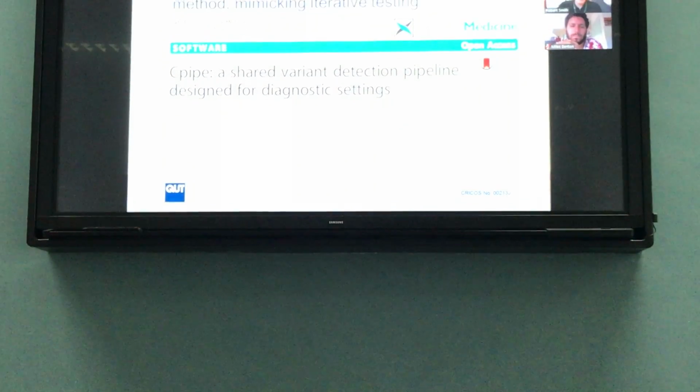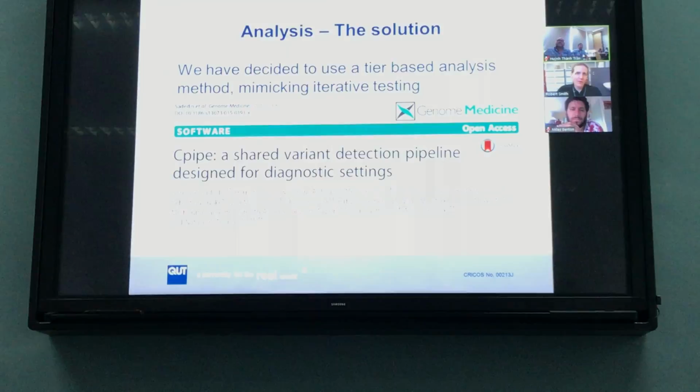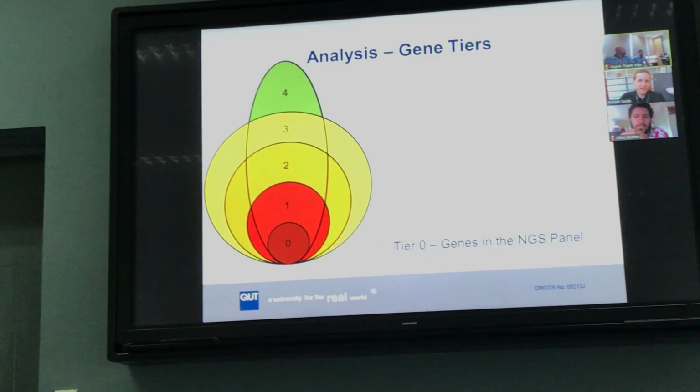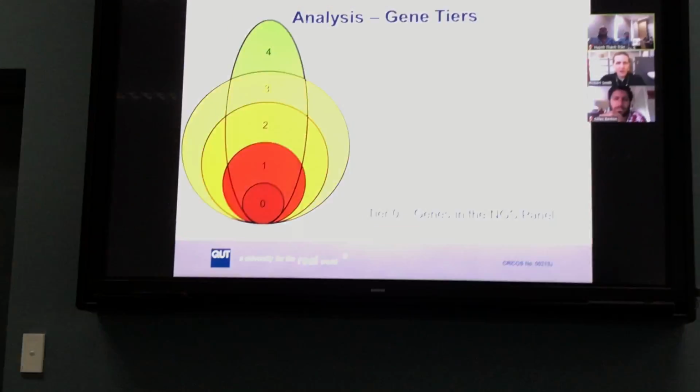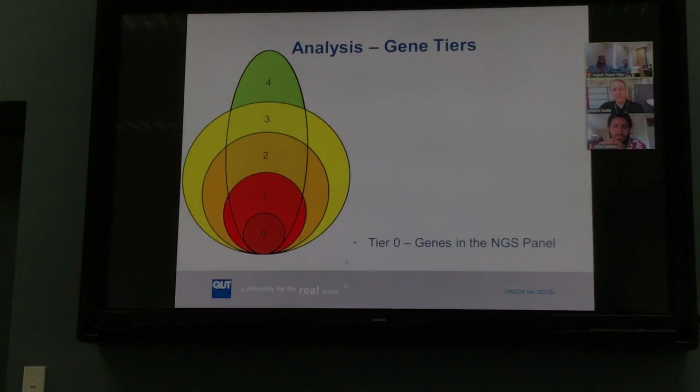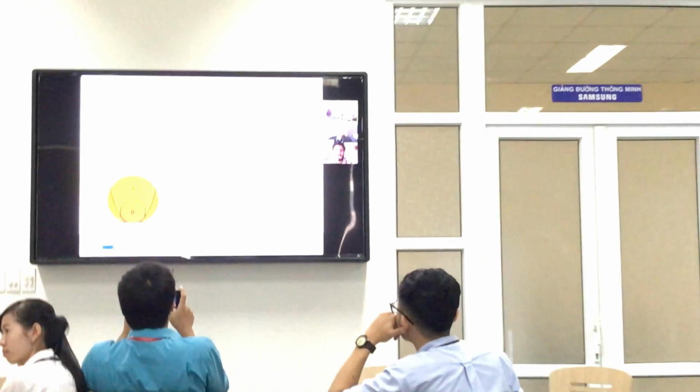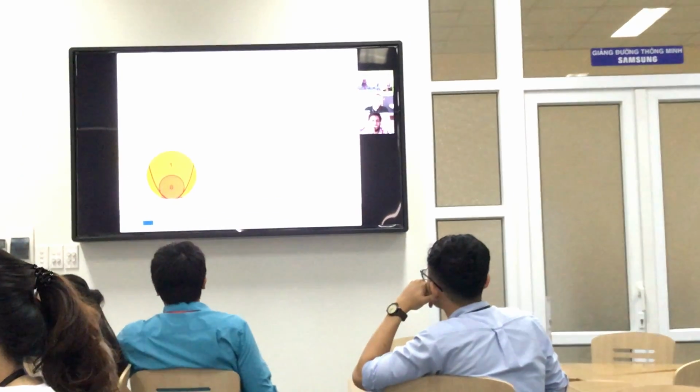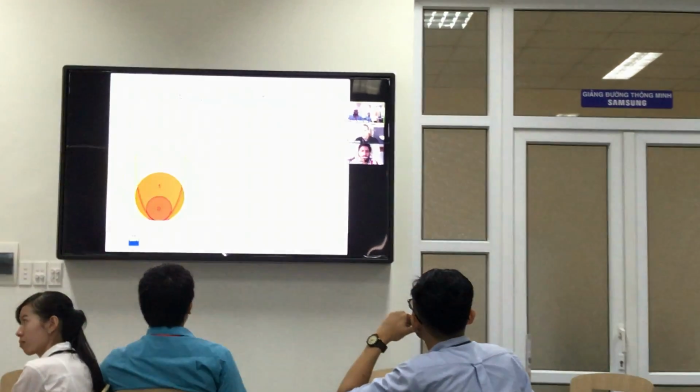So this is CPIPE, which is another method that follows a similar kind of process. And these are our tiers here. So we have this targeted model that moves out and out as we go, and this overlapping tier, which I'll discuss in a moment. So in tier 0 here, we have the genes that are in our next generation sequencing panel already, the 5 genes we know that cause our disorders.